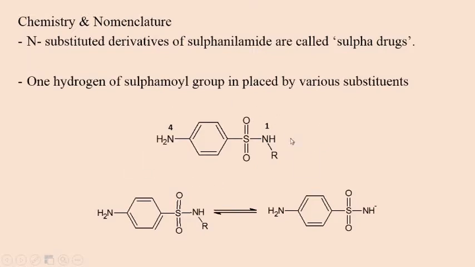To overcome this issue, the N1 nitrogen is substituted with some group, alkyl groups or acyl groups or any other group. This changes their pKa value. Many of these substituted compounds which are used for various therapeutic uses do not have this crystalluria problem, just because their pKa value is around 5 to 6. That's why they are easily excreted through urine.